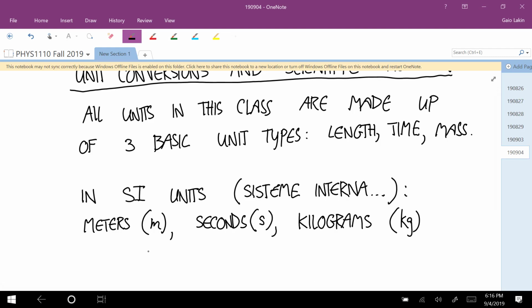And one of the things that we're going to have to be able to do is go back and forth between units of the same type, but in different systems. So you might get a speed in feet per minute. And since we want to do calculations most of the time in SI units, we'd have to convert from feet per minute into meters per second. So this is sort of the idea.